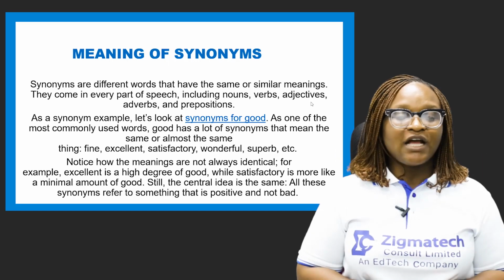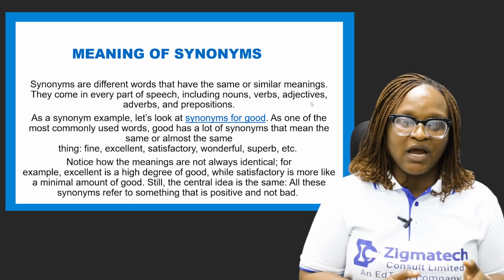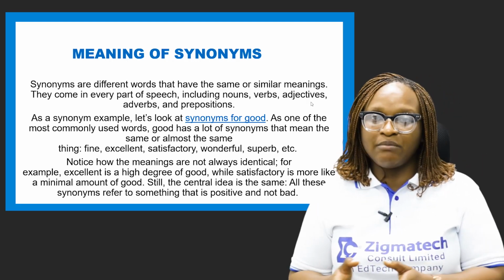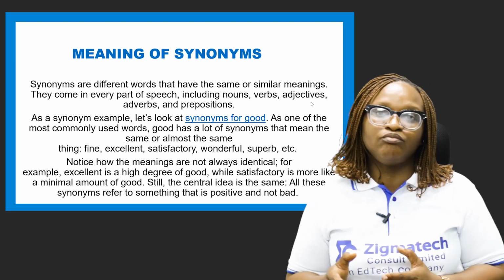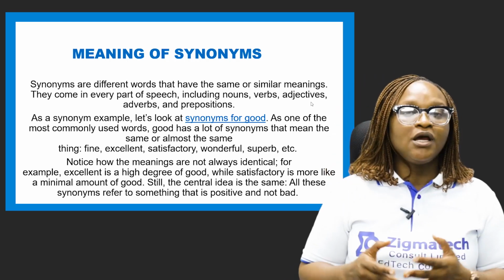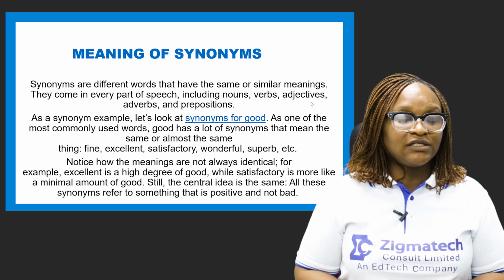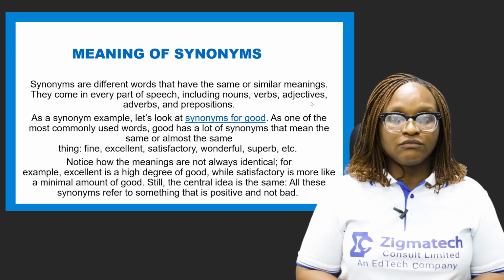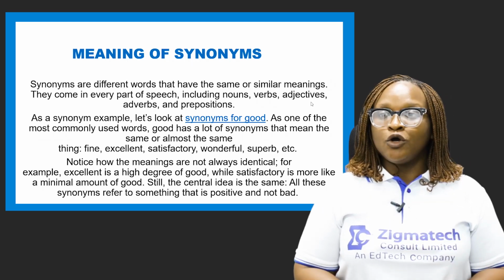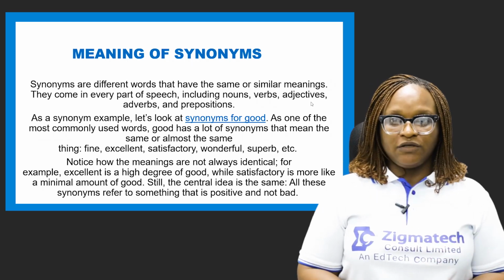Then we have adjectives. Adjectives are words that describe nouns. The boy is beautiful. Yes, a boy can actually be beautiful. When a guy is attractive, then he's beautiful. So don't think I made a mistake there. Beautiful is an adjective.